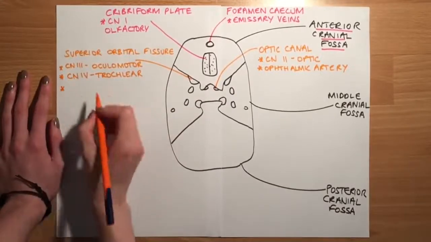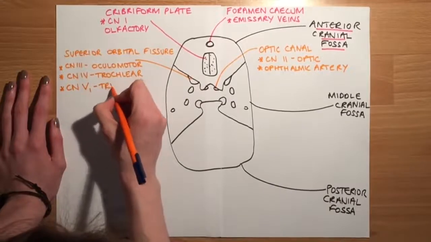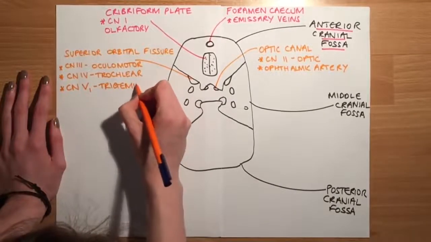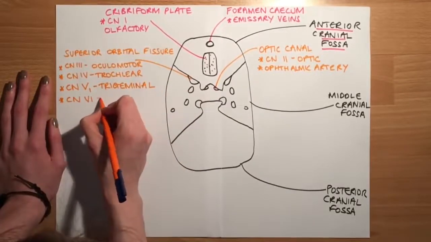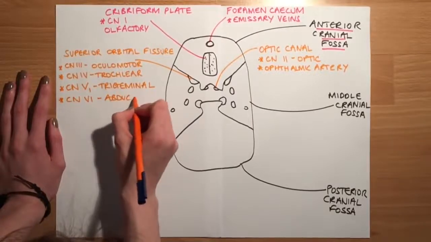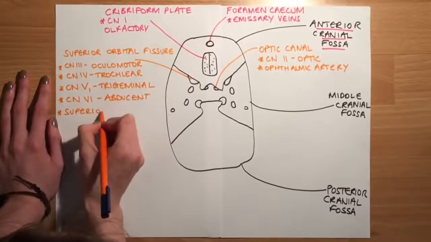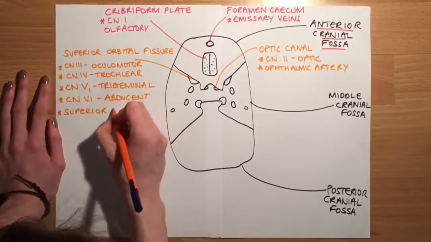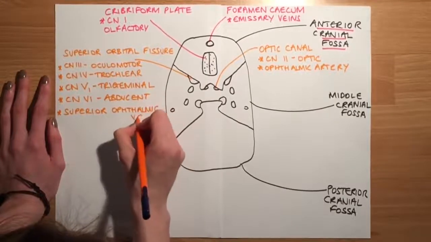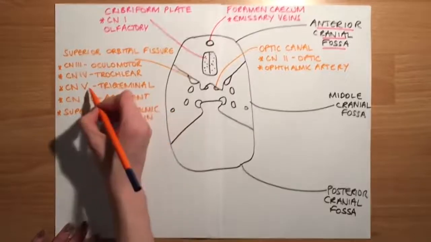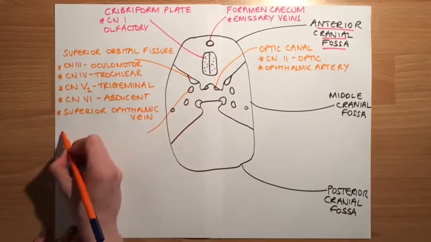Next, you have cranial nerve number 5, and specifically you have the first division of the cranial nerve number 5, which is the trigeminal nerve, and the first division is called the ophthalmic nerve. And we've got cranial nerve number 6, which is the abducent nerve. The 5th structure that passes through the superior orbital fissure is the superior ophthalmic vein. And quite a good way to remember all the structures that pass through the superior orbital fissure is that they are all in some way related to the eye. So every structure that is not the optic nerve is going through the superior orbital fissure.